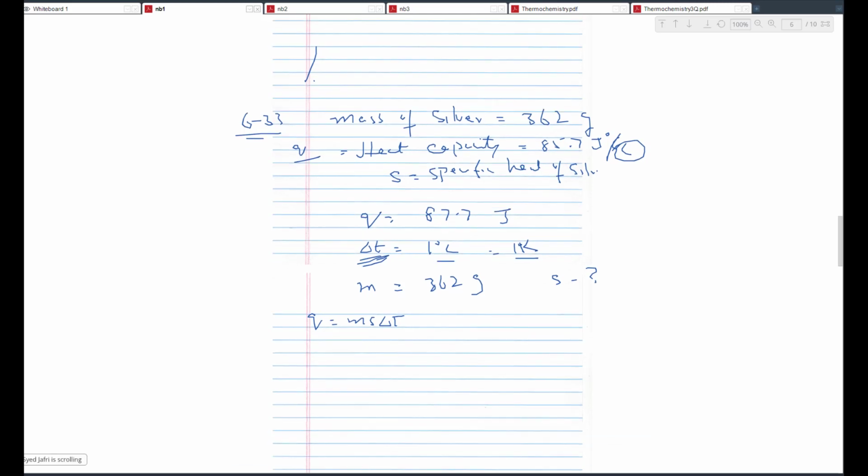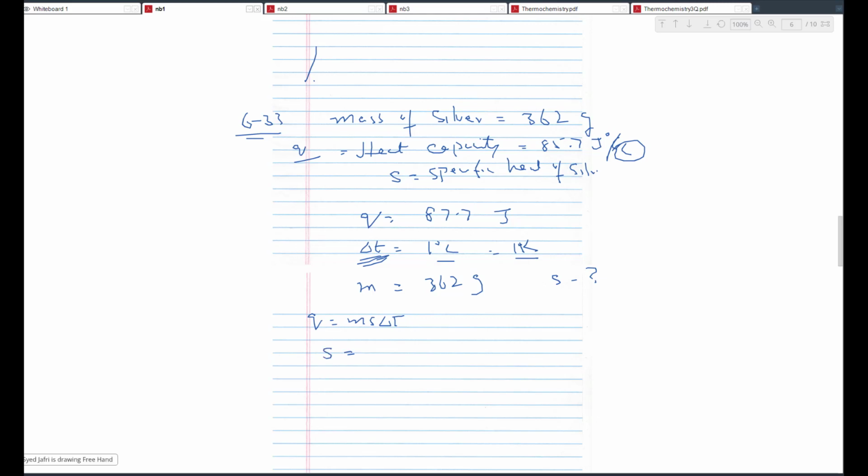Wait, how do we know delta T is 1 degree Celsius? Because they are using the words heat capacity is 85.7 joules per Celsius. Per 1 Celsius, for this many grams. So per Celsius means it is a 1 degree change they are giving. Got it. Now I'm plugging in the values because I need the S.